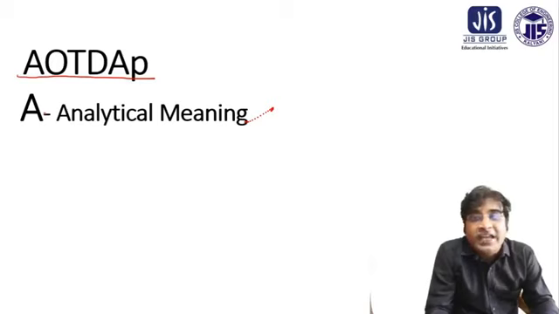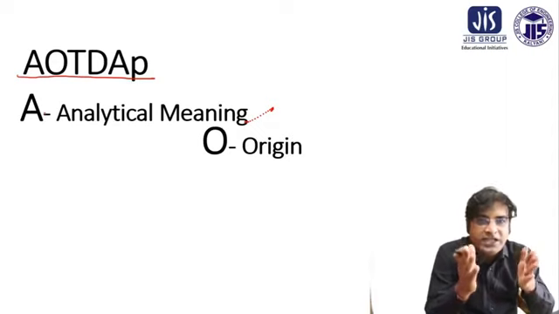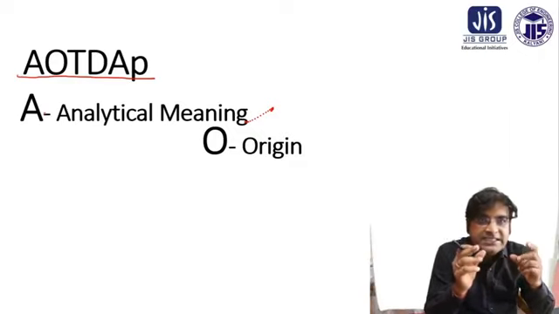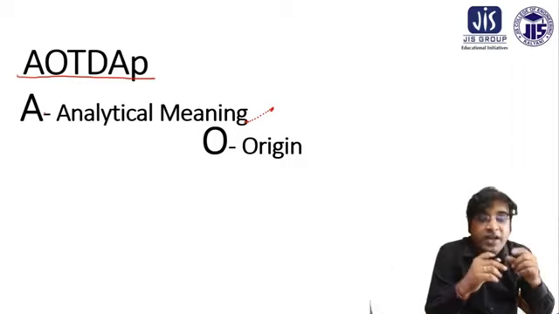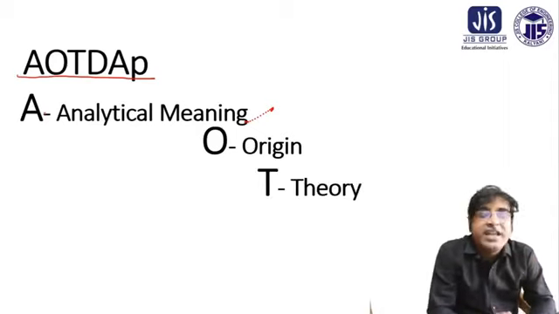This is the A for analytical meaning. Next is the O. O is the origin. A for analytical meanings, that means from where the concept is coming, why resistance is called resistance, why it is called resistance. O for the origin, how the concept is coming, that is the origin. Next one, T is the theory.